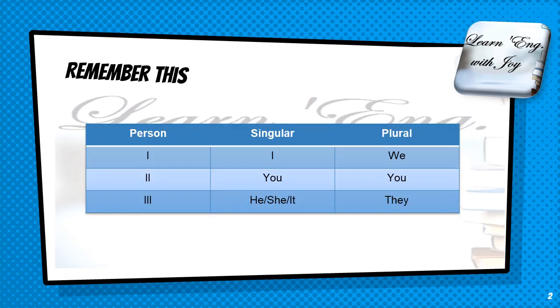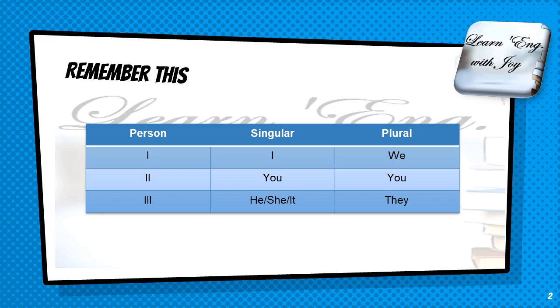Now before we begin, I would like you to remember this. This table is of the pronouns, and please see the first column. You have the first person, then you have singular and plural. You have to learn this by heart so that when you are conjugating the verbs, you will be able to conjugate them in a proper way. So first person singular is I and plural is we.